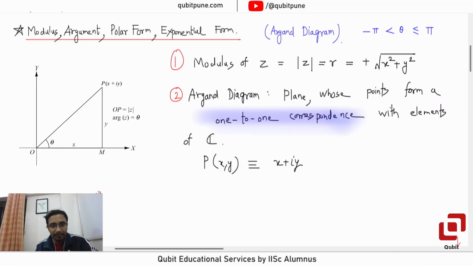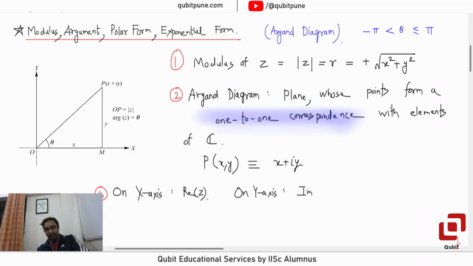No doubt? Okay, very good. Now, on the x-axis we represent the real part of z, and on the y-axis we represent the imaginary part of z. That obviously follows: real part is horizontal, imaginary part is vertical, and this helps in the definition of argument.